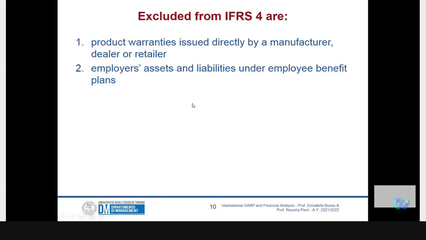Okay. Something else that is excluded from IFRS 4, so it is not covered by this standard because it is already covered by another standard, is employers' assets and liabilities that are generated under employee benefit plans. Now, what about employee benefit plans? What are these? I know that you have discussed them in the first part of the course. What are employee benefit plans? Never heard about them?